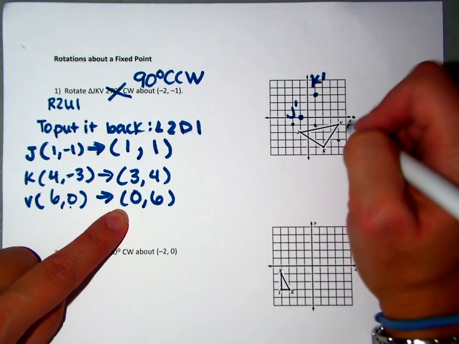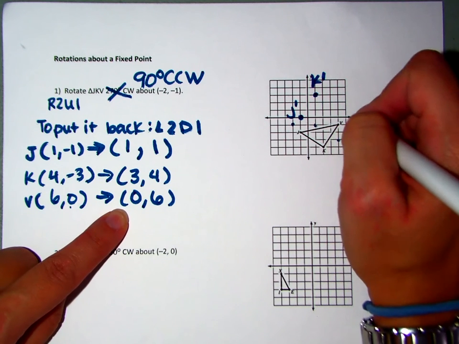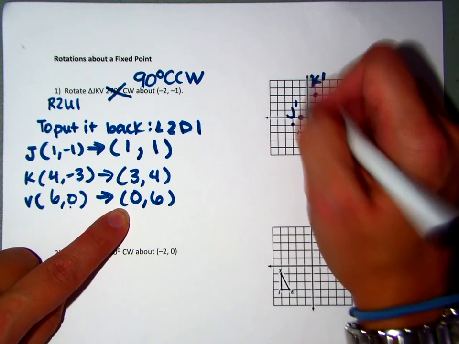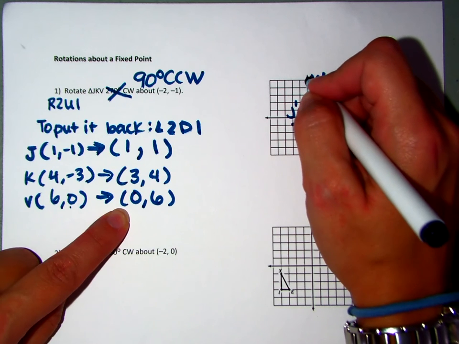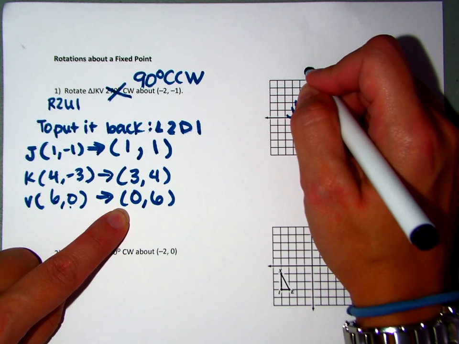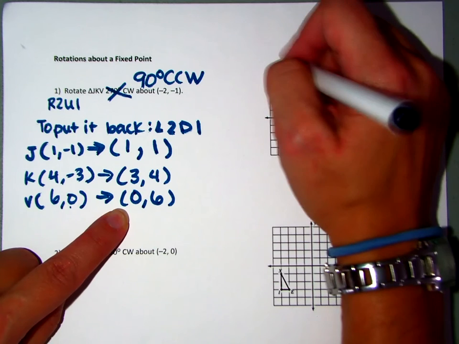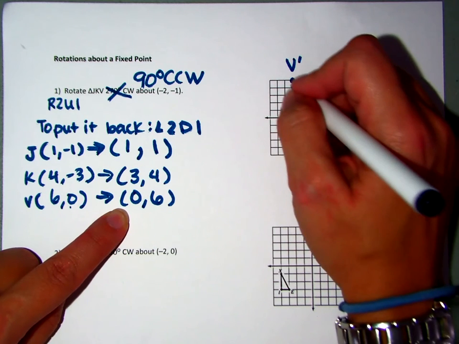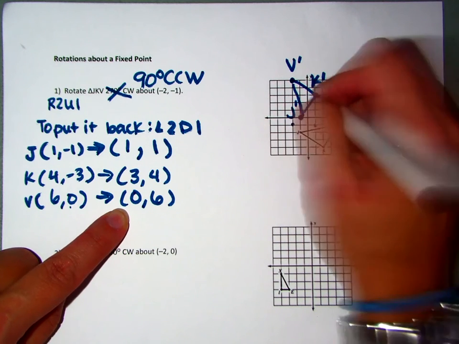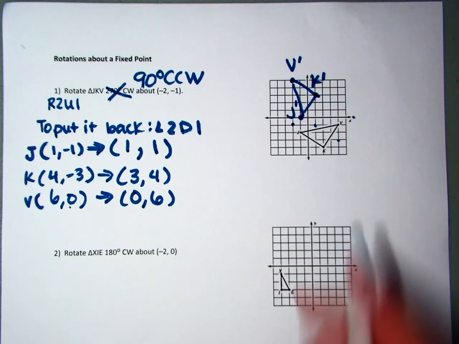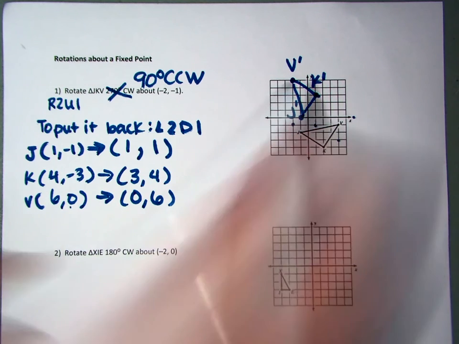And then we're going to take V, which is at (6, 0), so 0, 1, 2, 3, 4, 5, 6, and we're going to move it to the left 2 and then down 1, which is where we put our V prime, and then we'll connect these dots right here, and that'll give you your rotation. So basically we have rotated around this fixed point.